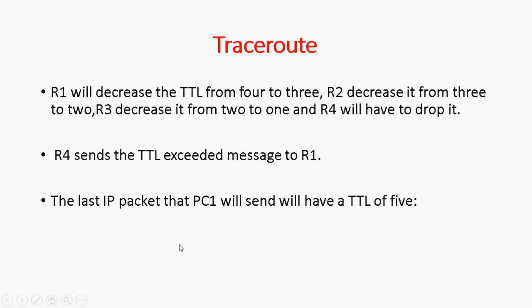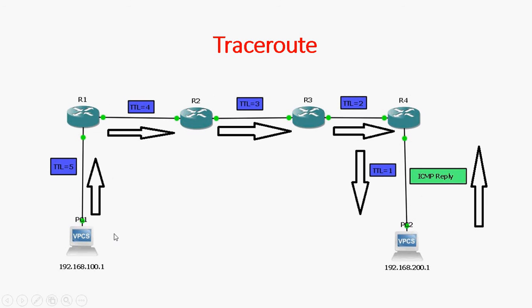So the last packet that PC1 will send will have a TTL value of 5. So now the TTL value is 5. PC1 sends that IP packet to R1. R1 reduces by 1 and it forwards to R2. So the TTL value is 4, and the R2 router forwards to R3 after reducing by 1. So the TTL value is 3, and the R3 router forwards to R4. Before that, reduce by 1, TTL 2, and the R4 router forwards to PC2. Before that, reduce by 1. So the TTL value is 1. Now PC2 receives that packet and replies with an ICMP reply.